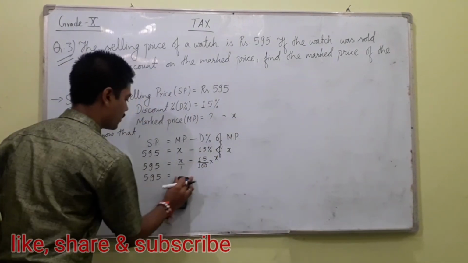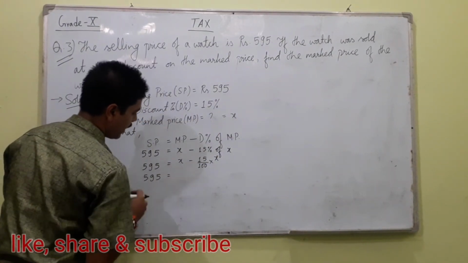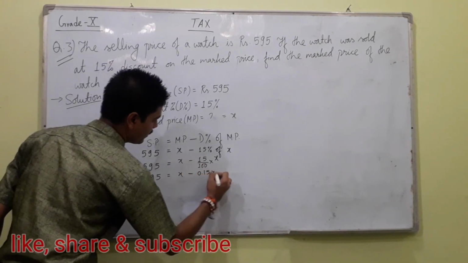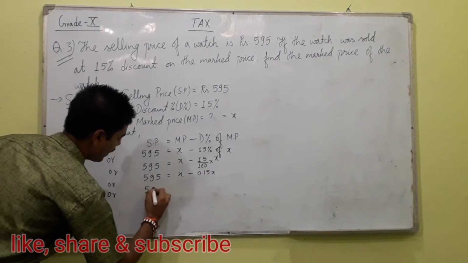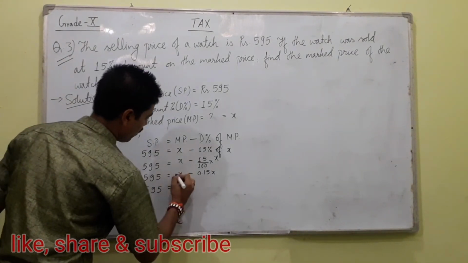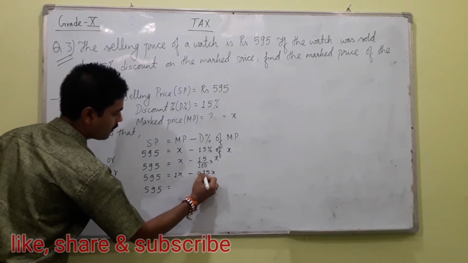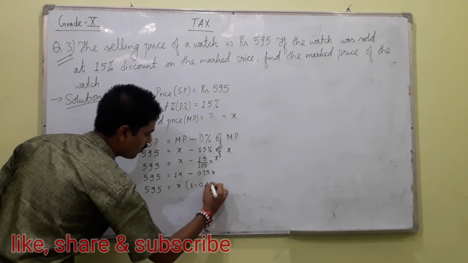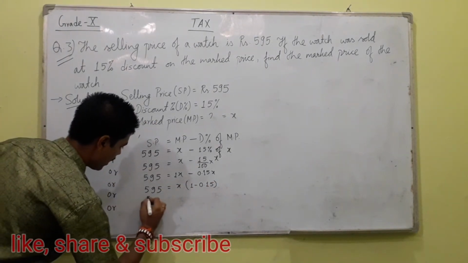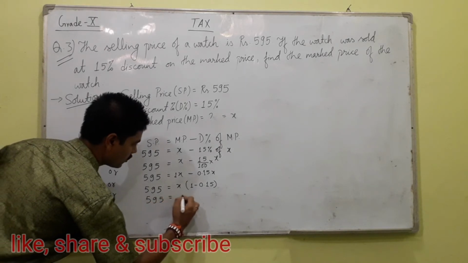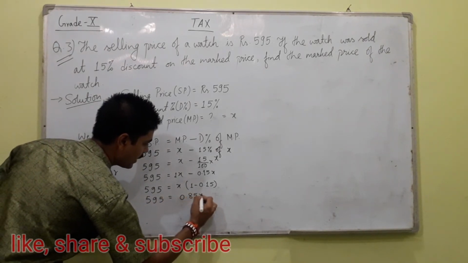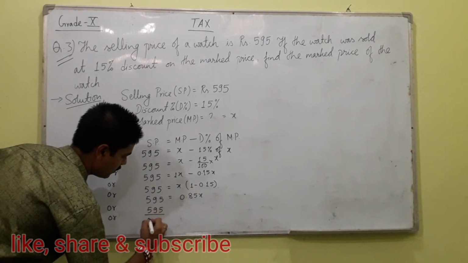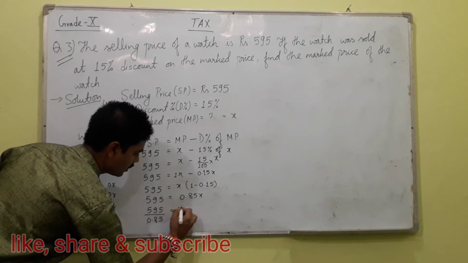Or you can try this method also. Directly you can write X minus 15 upon 100 X, you can write 0.15X, or 595 is equal to 1X minus 0.15X, taking X common, 1 minus 0.15, or 595 is equal to 0.85X, or 595 divided by 0.85 is equal to X.